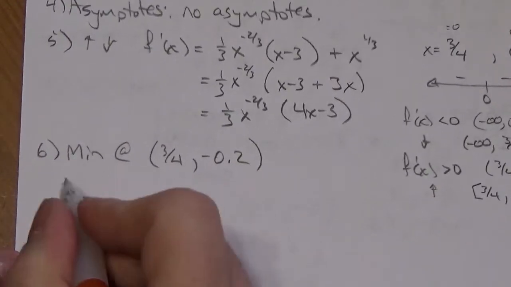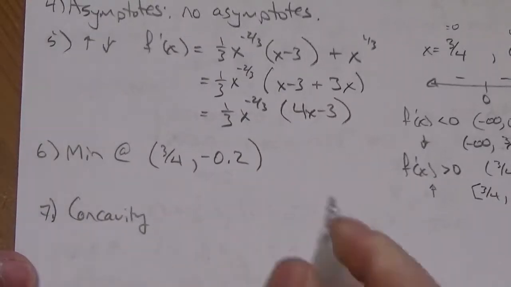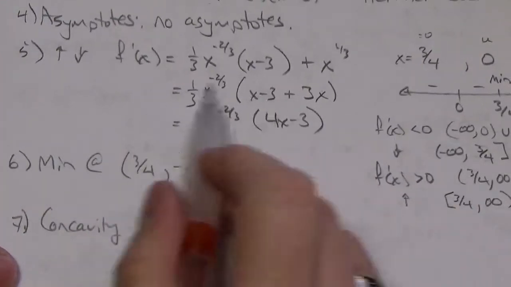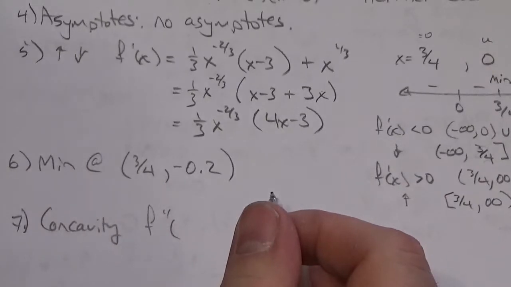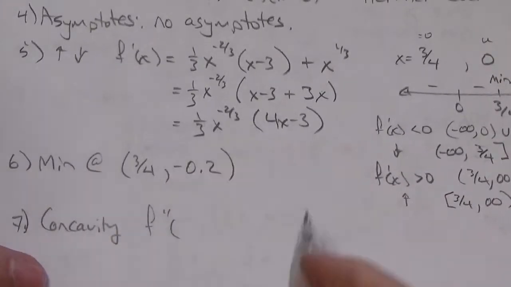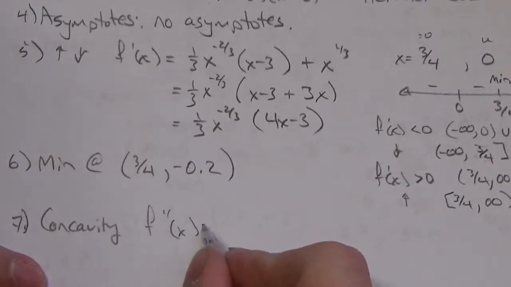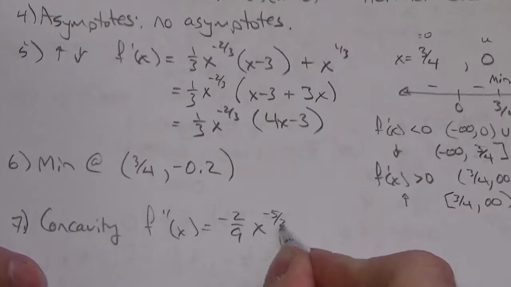All right, 7. Whoops. Let's talk about concavity. So now we're going to take the second derivative, come back up to this thing right here. I will again use my product rule here. So I will take the derivative of that 1/3 x to the negative 2/3. So that is going to be negative 2/9 x to the negative 5/3.